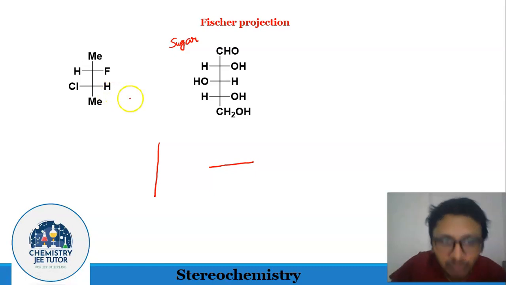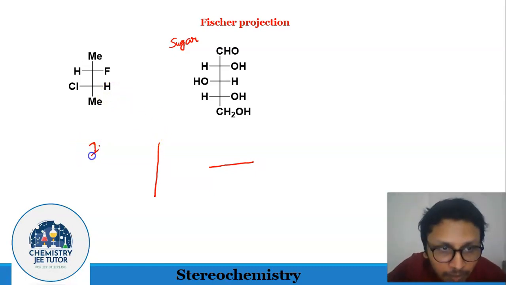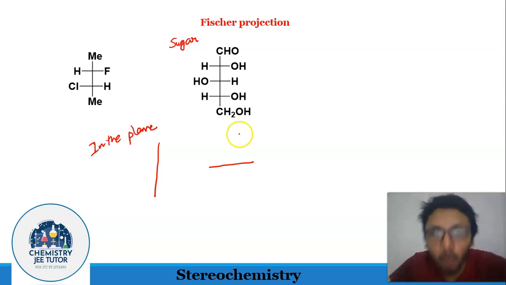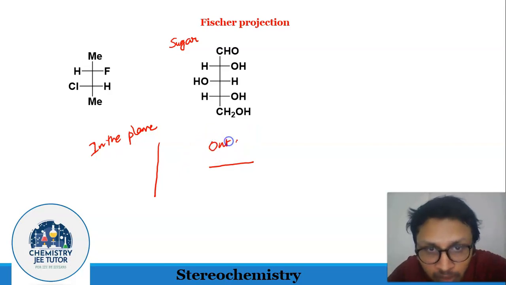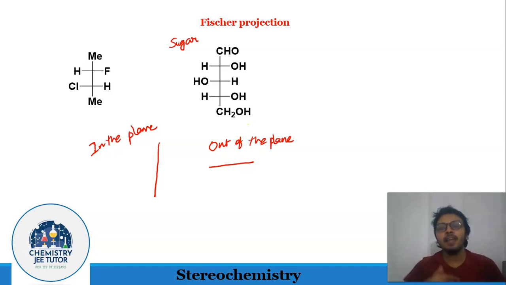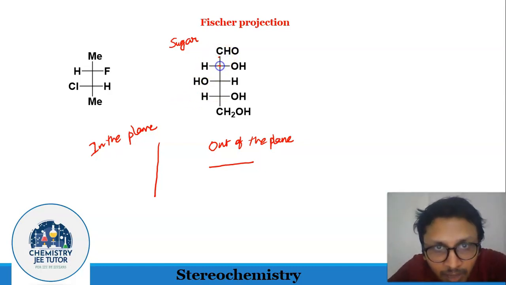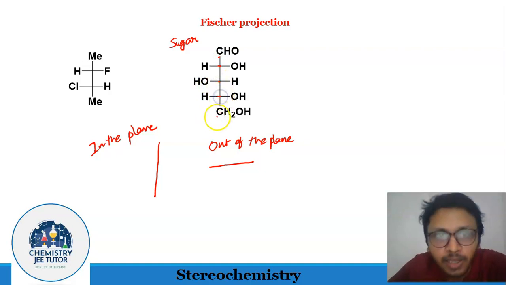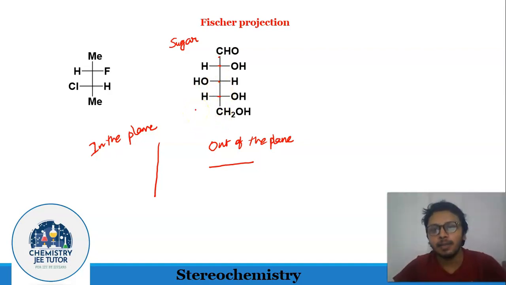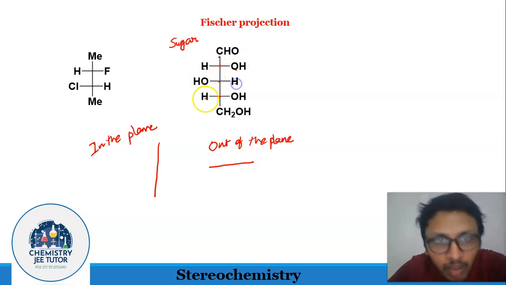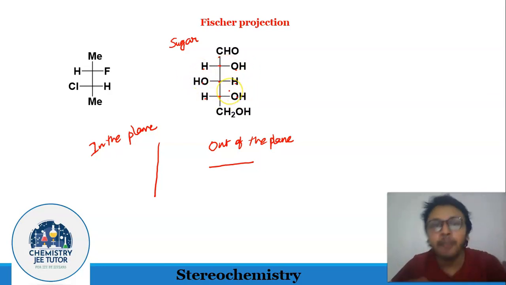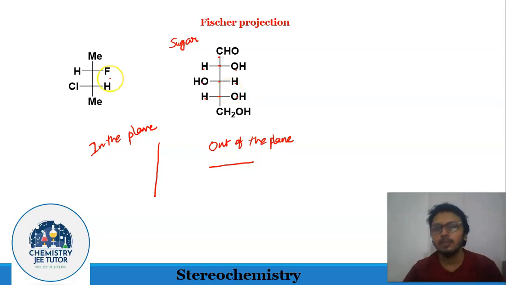In a Fischer projection, this vertical line means the molecule is in the plane. Whichever substituent is in the plane is depicted in the vertical line. And the horizontal line shows the substituents which are out of the plane. Whenever the substituents are above the plane or below the plane, that is out of the plane, they are depicted by horizontal lines. That means in this case, this CHO, this carbon intersection, this carbon intersection, this carbon intersection, and the CH2OH are all in the plane. That is, they are in the plane of the system. And this hydrogen, OH, OH, hydrogen, hydrogen, OH, which are all on the horizontal line, they are out of the plane. They are either above the plane or below the plane.